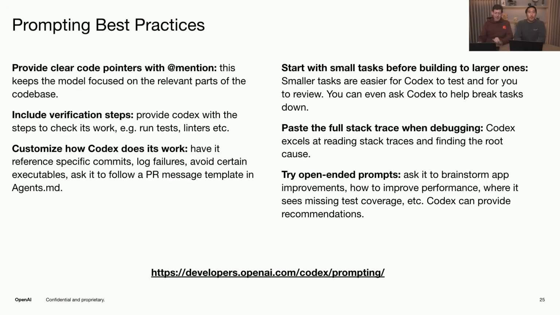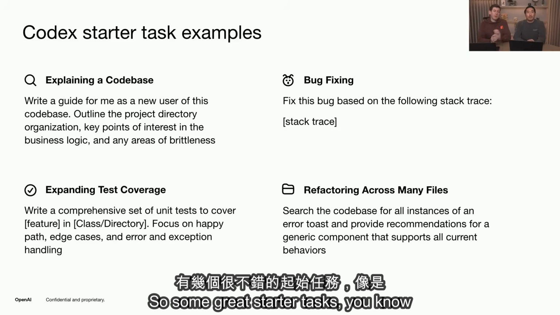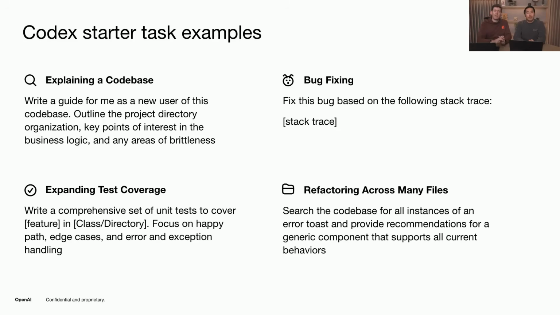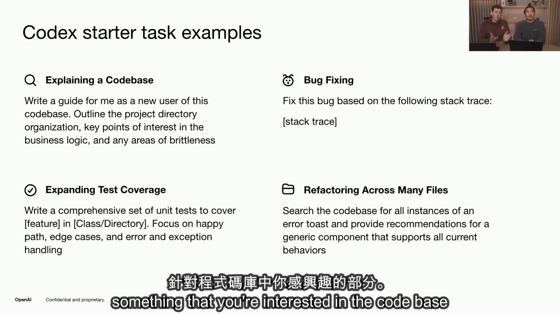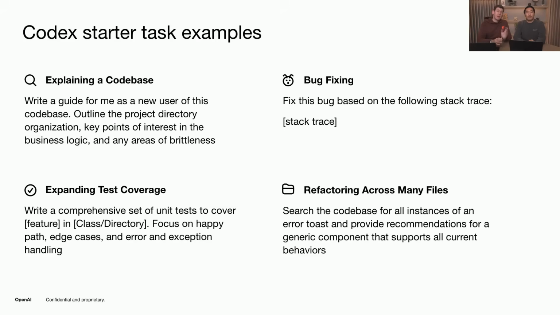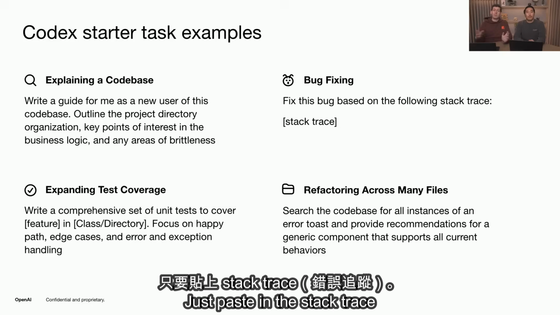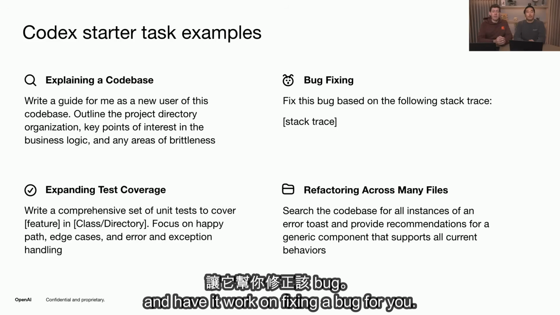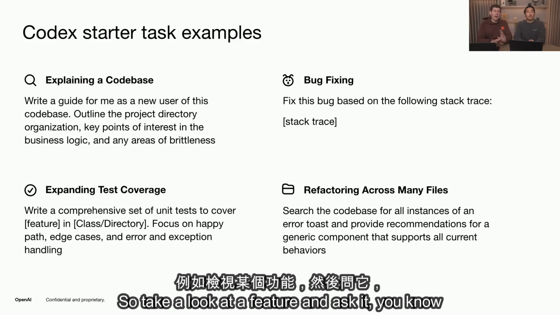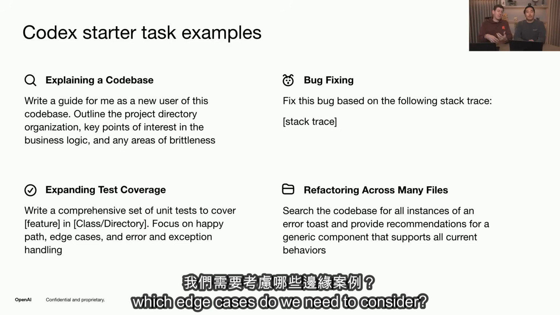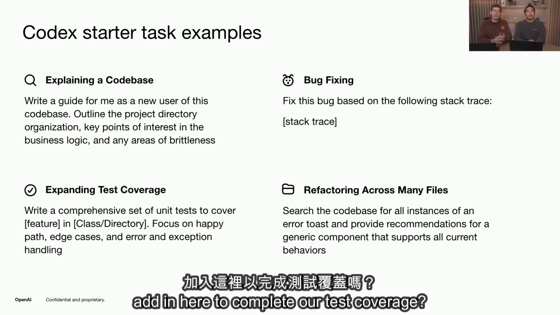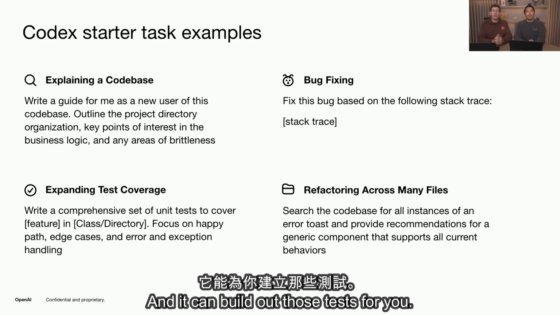Yeah. So some great starter tasks, if you were to just try Codex today: explain the code base. Just write a quick README based on something that you're interested in the code base, or maybe another team's code base at your company. Use it for bug fixing. Just paste in the stack trace and have it work on fixing a bug for you. Have it expand test coverage. So take a look at a feature and ask it, which edge cases do we need to consider? Are there other things that we need to add in here to complete our test coverage? And it can build out those tests for you.